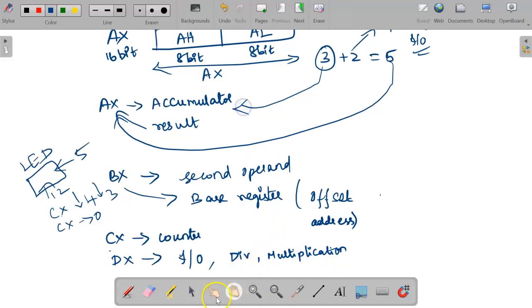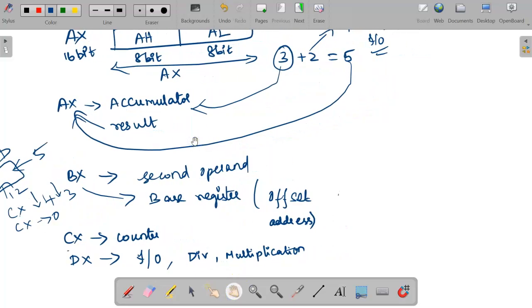For example, whenever I have a multiplication operation, when we multiply 16 bit into 16 bit, we will get the result as 32 bit. So in that case, we have the lower 16 bit and then we have the upper 16 bit. The lower 16 bit will be stored in the AX register. Why? Because the result will always be stored in the accumulator. The upper 16 bit will be stored in the DX register by default.